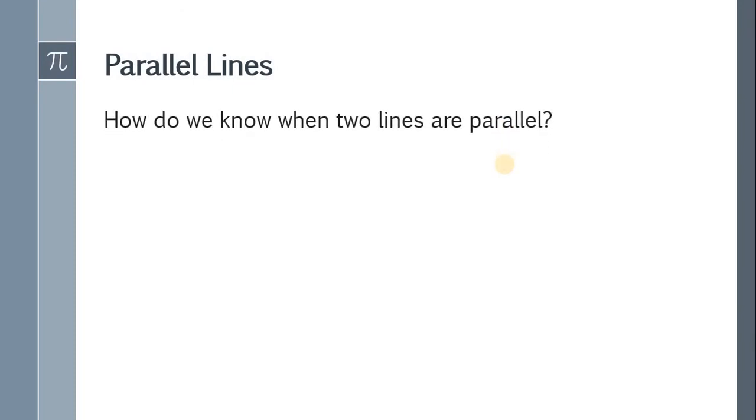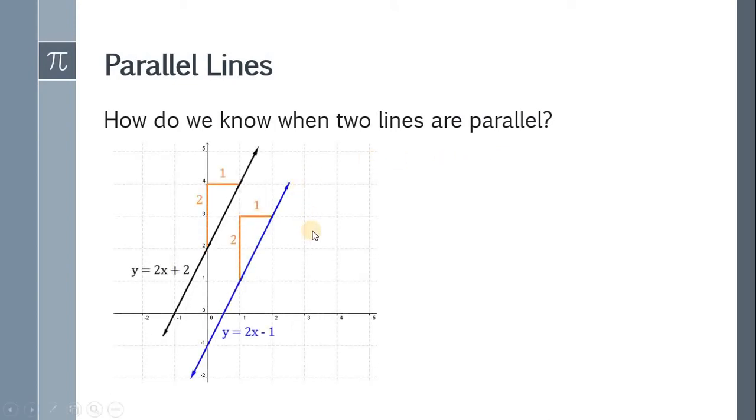Question: how do we know when two lines are parallel? Like in this picture. Ano yung common nila? So the answer is, if the two lines are parallel, their slope must be the same. Ganun lang kasimple. Pag yung dalawang line ay parallel, automatic na yung slope nila ay magkamukha or equal.